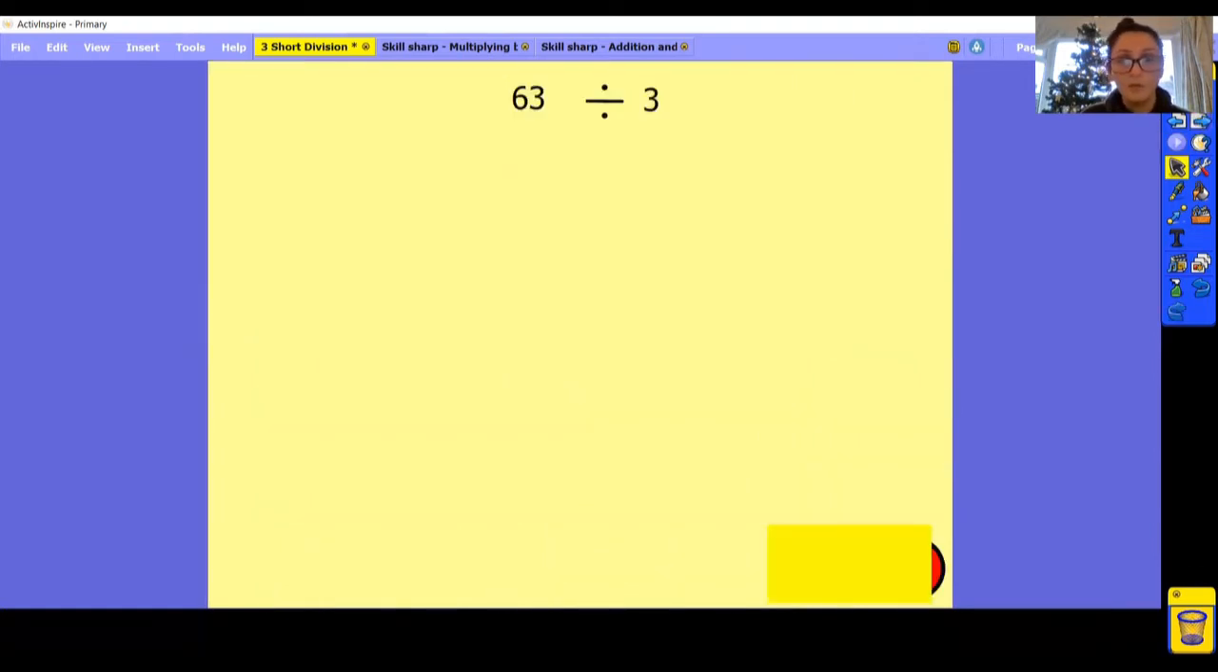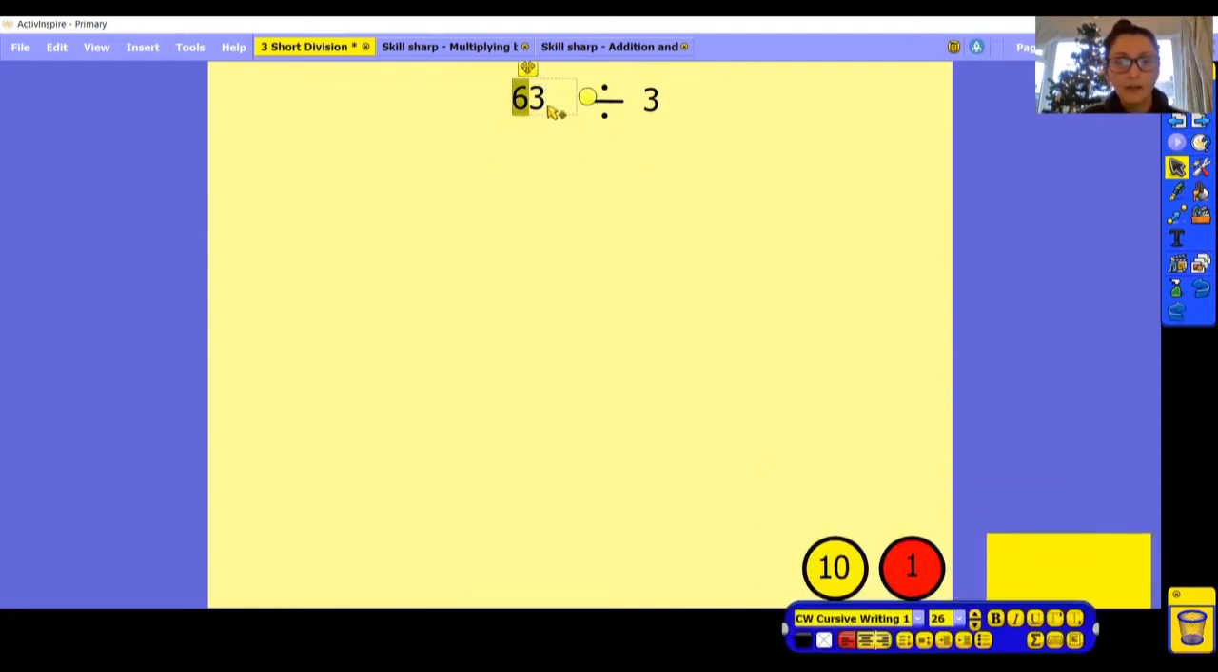So, moving on. Here we've got 63 divided by 3. So, this is a big number. Now, you could do your times tables. However, you're going to be there for a very, very long time. So what we like to do is get, first of all, our tens. Now have a look at this number. We have 63. So how many 10s would you need?